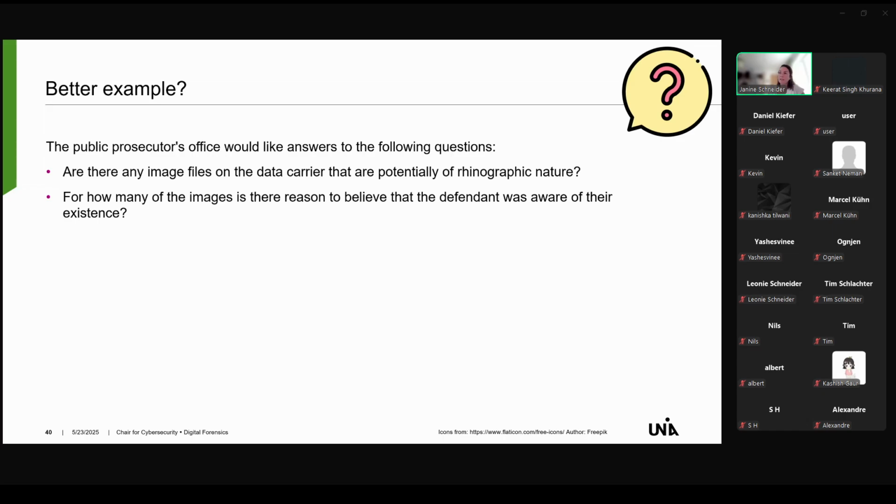So what about that example? Is it better? Now this example says the public prosecutor's office would like answers to the following questions. Are there any image files on the data carrier that are potentially of pornographic nature? For how many of the images is there reason to believe that the defendant was aware of their existence? Is that better? Or do you still see problems?